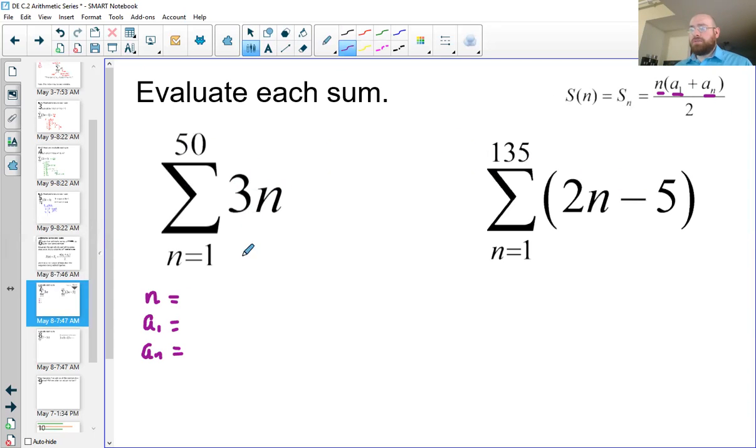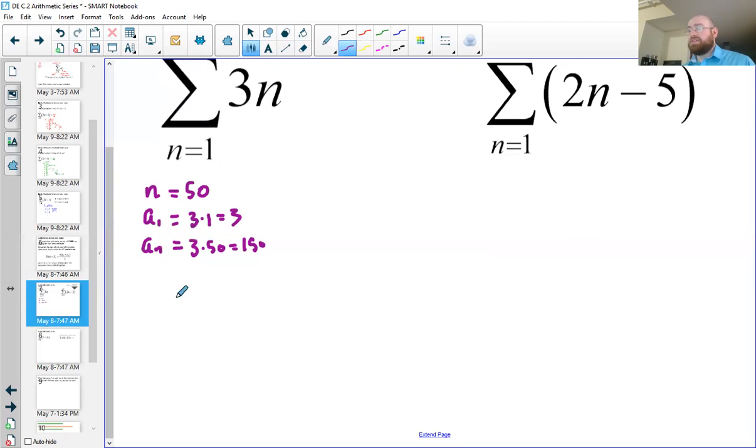So we're given an expression. So n, don't be confused. The n, that's the index, is different from the n in the formula. This is always going to be the value at top. So n is 50. So a1, our first term, is going to be 3 times 1, so just 3. An is going to be 3 times 50, or 150. And so our formula says S50 is going to be 50 times (3 plus 150), all divided by 2.